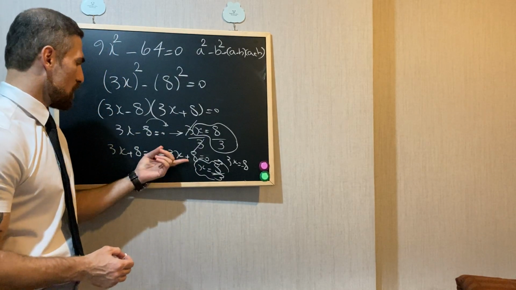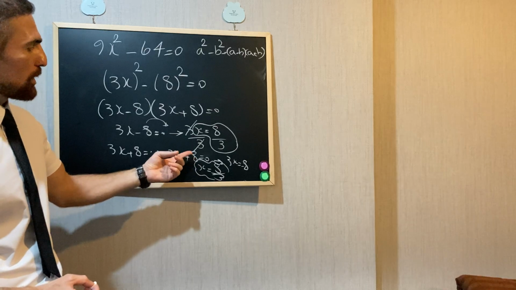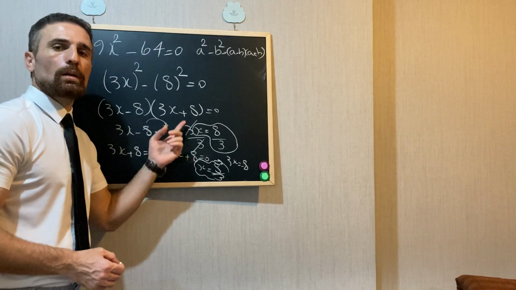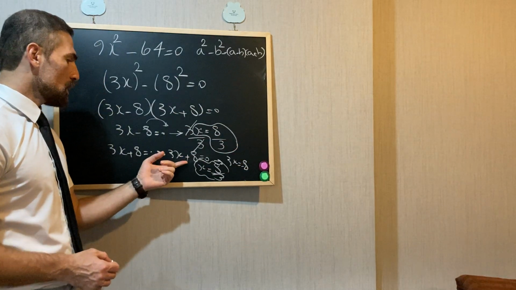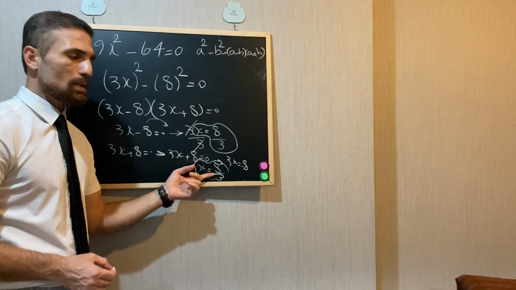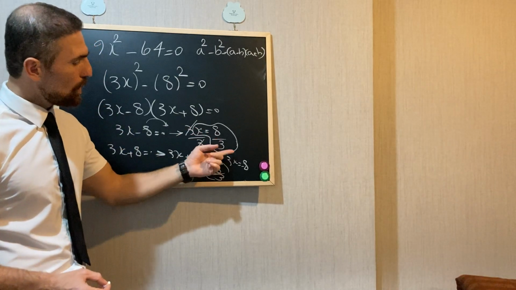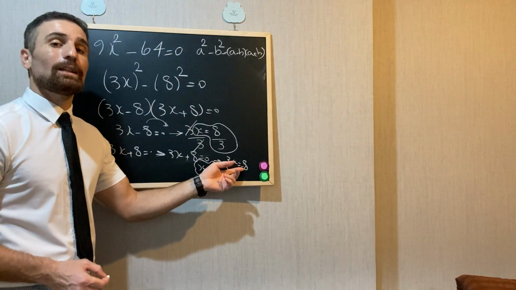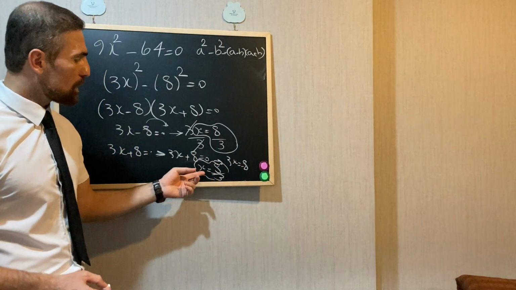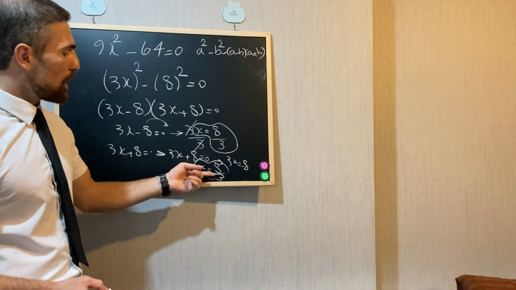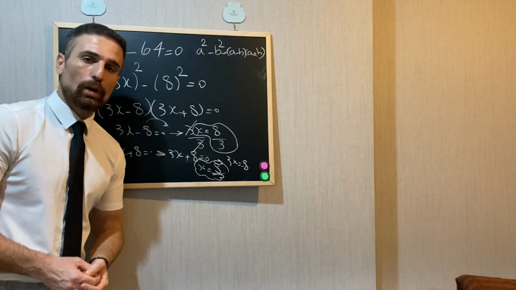I forgot, change the sign. When you move 8 to the other side, you need to change the sign. Here 8 is positive. When it goes to the other side, it will be negative 8. Therefore, the second answer equals negative 8 over 3.